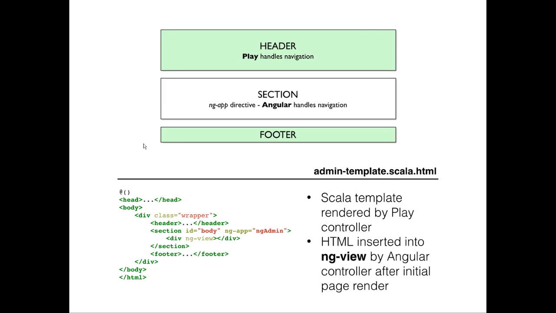So how would that actually look? Let's look at a very high level. If we had a page that was sliced up using that template that I showed, basically anything within that header, Play is going to handle navigation because it's outside of the ng-app declaration. Anything within the ng-view, as Angular is inserting this dynamic HTML, anything within the ng-app directive, Angular is going to handle that navigation. So that's the way that you could use Play as a host for multiple single-page web applications.